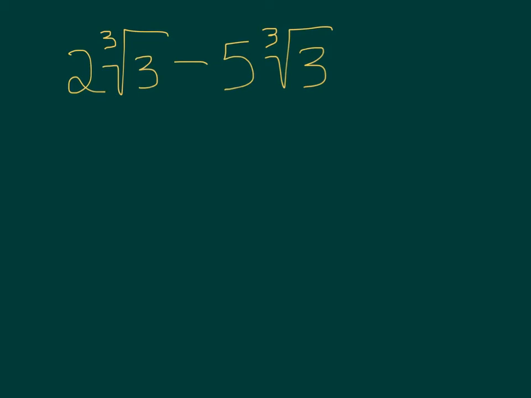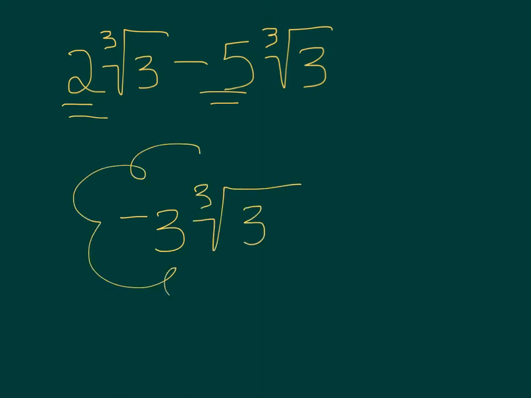So once you've noted that you've got the same index and the same radicand, it's okay for you to go ahead and actually just subtract the outside numbers. So in this case, 2 minus 5 is negative 3, and then you just carry down that cube root 3, making negative 3 cube root 3 your final answer.